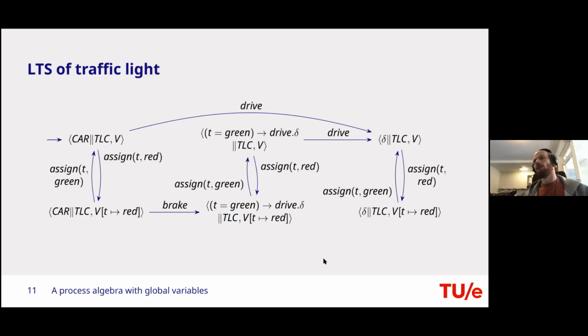And if you would want to add a second car that does want to drive through a red light, then that would be very easy. You could just add another car that has a condition, if T is red, then also drive.